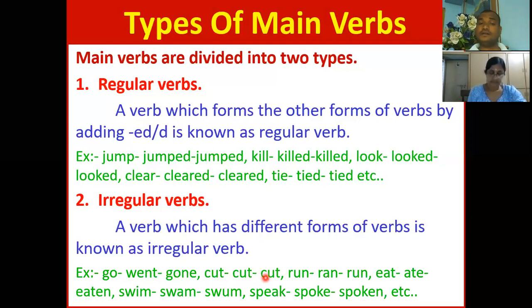Yes. This is also an irregular verb. So what can we understand? What does it mean by irregular verbs? Irregular verbs means there will be three different forms or three same forms, with no D and ED forms. Without any D and ED, those forms are known as irregular verbs.